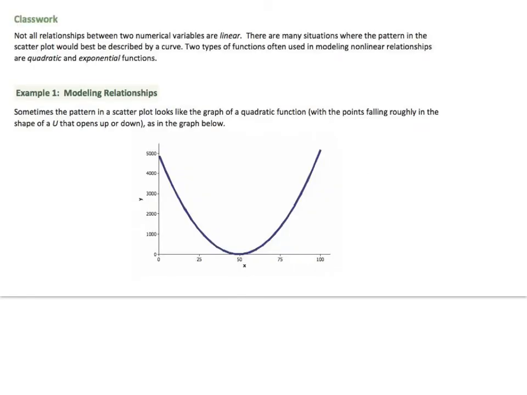First of all, not all relationships between two numerical values are linear. There are many situations where the pattern in the scatter plot would be best described by a curve. Two types of functions often used in modeling non-linear relationships are quadratic and exponential. Quadratic would be a parabola that opens up or a parabola that opens down, on your graph. Exponential would be something that decreases exponentially or increases exponentially.